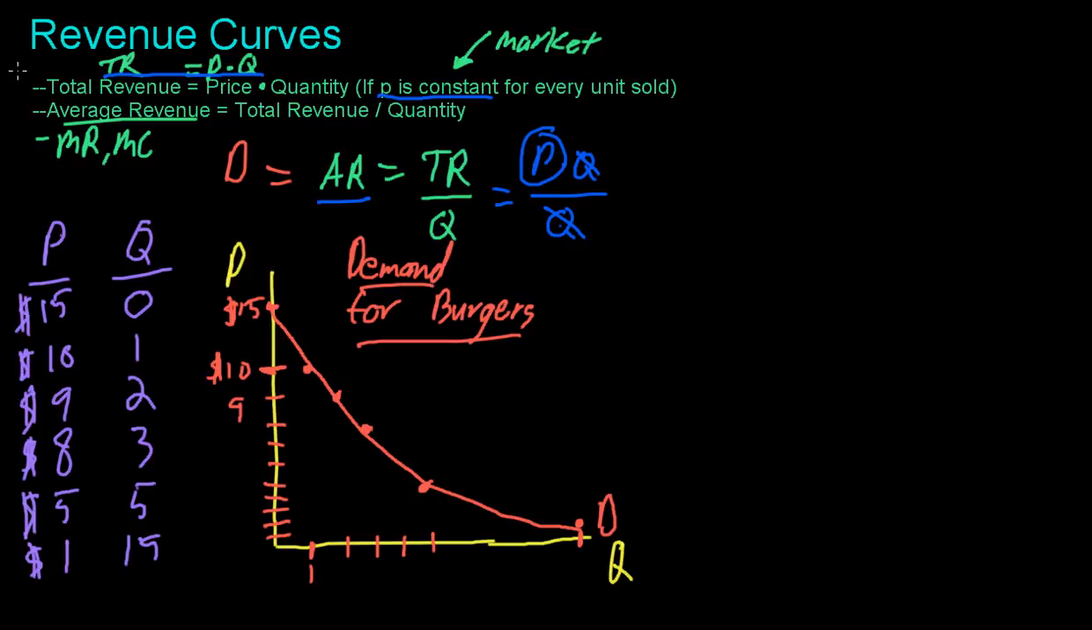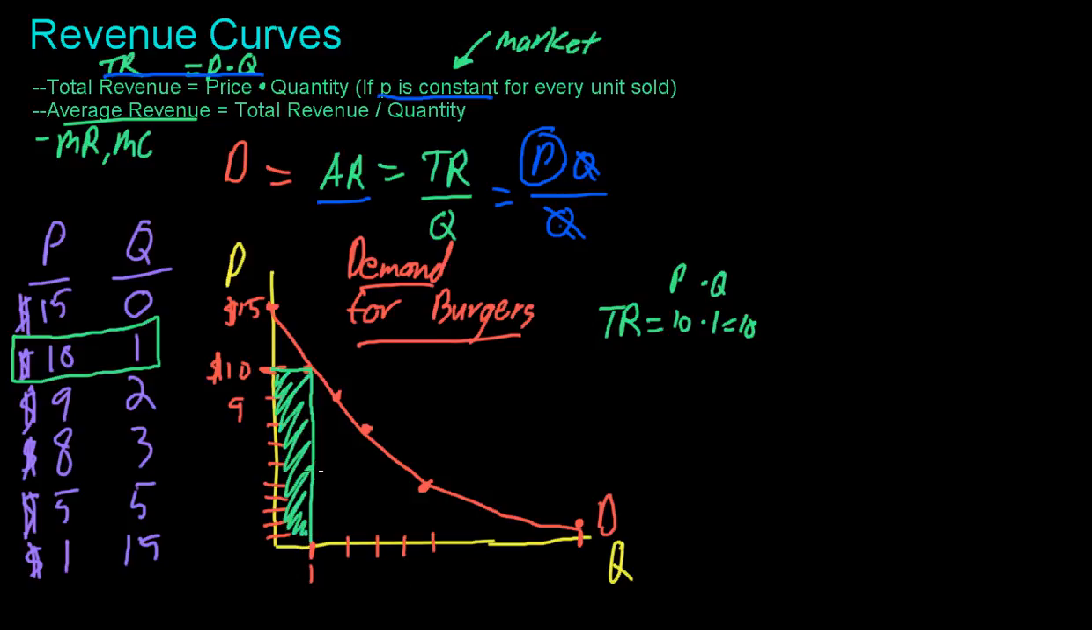So if we start out and we sell 1 burger for $10, we're looking at this box right here in green, then we made $10. We charged $10 for 1 burger, so we made in revenue $10. In other words, our total revenue, our TR, was equal to our price, which was $10, times our quantity, which was 1, which is $10. And graphically, that is this box right here, this rectangle that I'm shading in green.